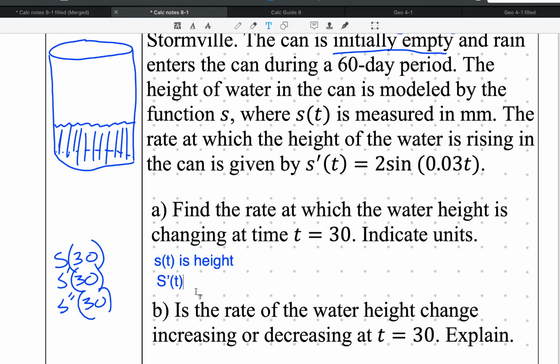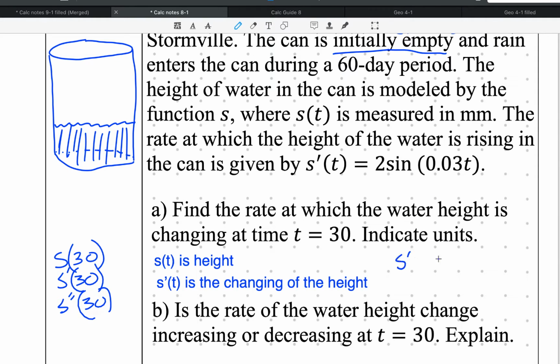It's not just the rate of the water rising. It's S prime of t, and it's going to auto-capitalize because I'm typing, which is kind of annoying. S prime of t is the changing of the height, which means we're really trying to find S prime of 30.